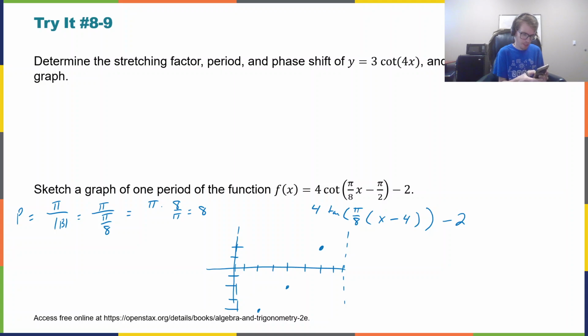Now, just because we haven't done too many of these, I'm going to actually go ahead and graph 4 tangent pi over 8, open parentheses x minus 4 close parentheses, minus 2. Alright, so 0 to 8, we have a central point at 4, negative 2. Okay, that is our central point. Just making sure the asymptotes all line up. Okay, so this would be our tangent graph.